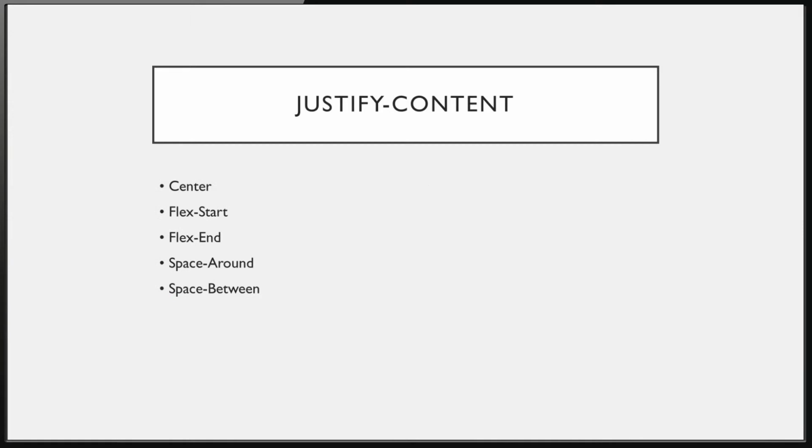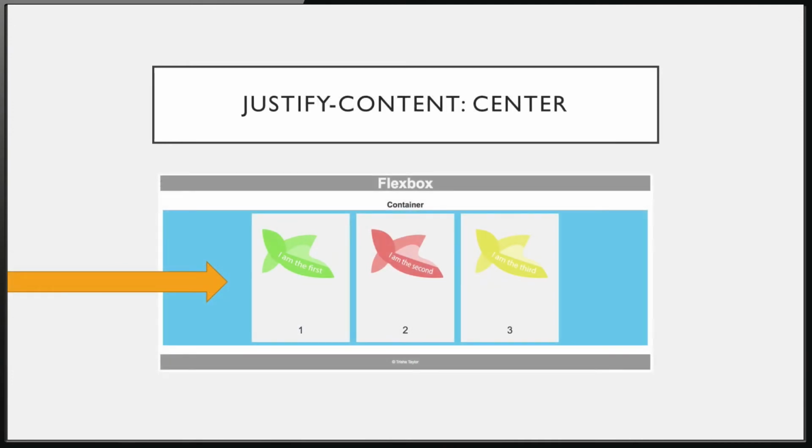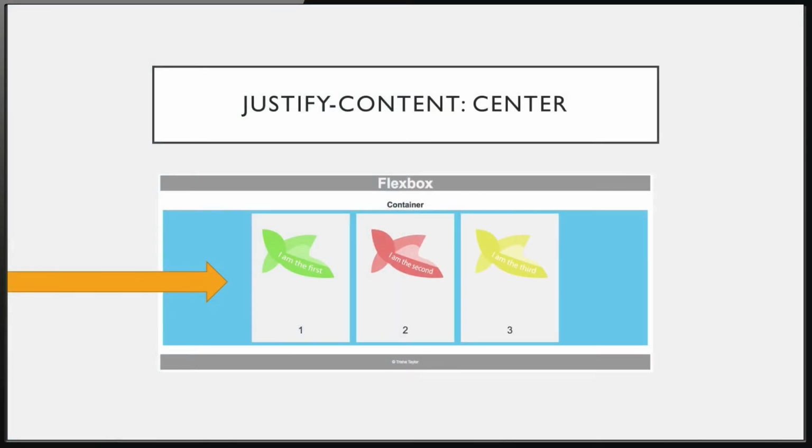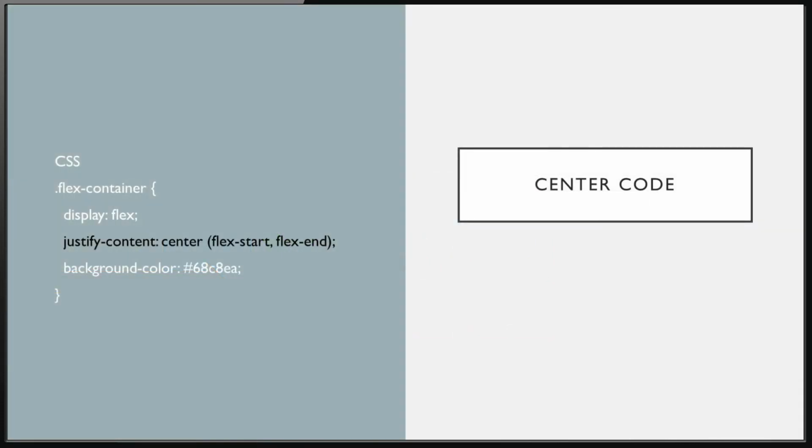Okay, to justify the content, we have center, flex-start, flex-end, space-around, and space-between. Here, I chose to utilize the center first. I justified everything into the center. You can see that there's equal sides of blue on each side of this element. In order to do this, I simply did justify-content: center. And if you want it at the start, which would put it all the way over here to the right, you can do that. If you did it to the end, it would put it all the way to this end. And again, this is code.